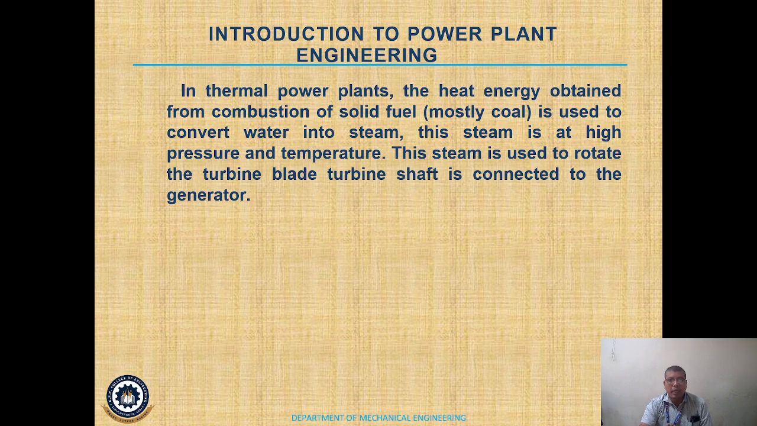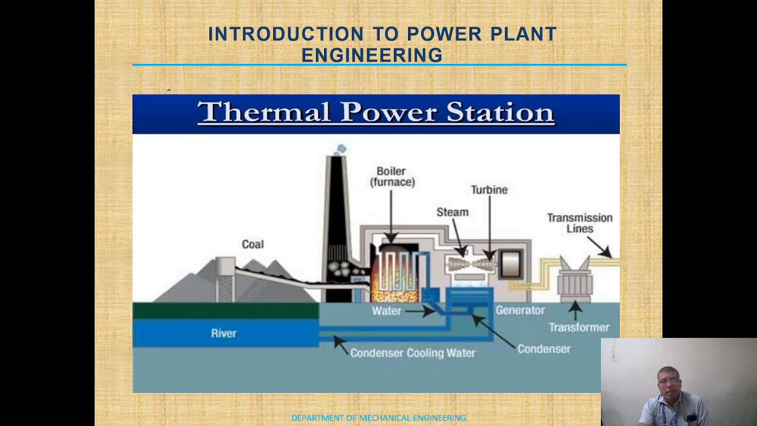In a thermal power plant, the heat energy obtained from combustion of solid fuel, mostly coal, is used to convert water into steam. This steam is at high pressure and temperature. This steam is used to rotate the turbine blades, and the turbine shaft is connected to the generator.